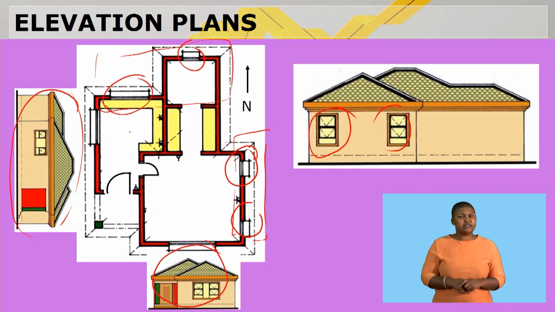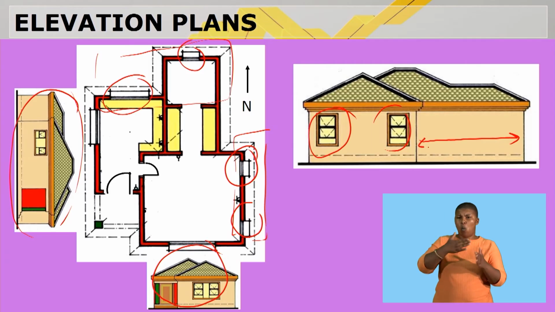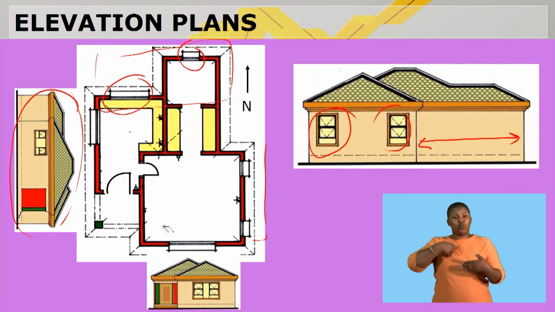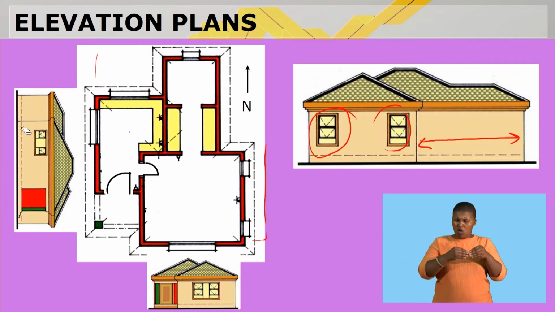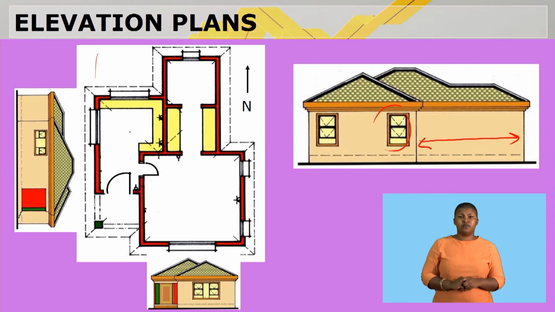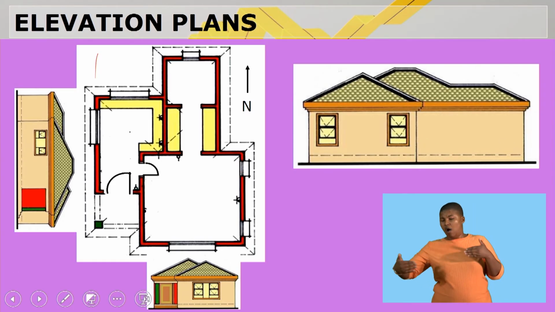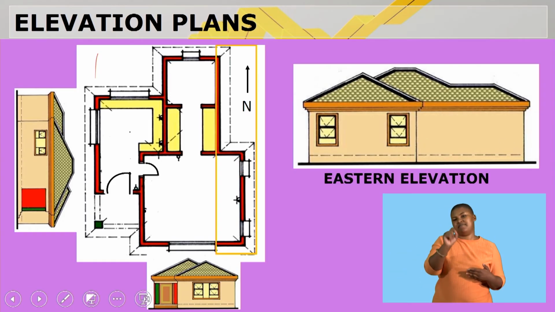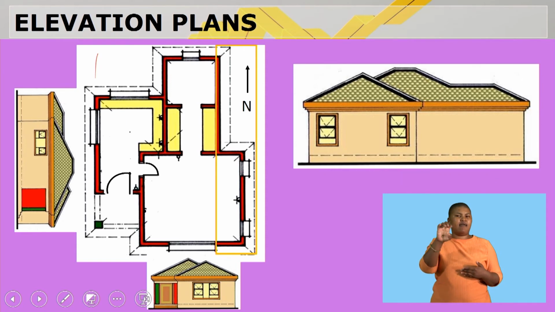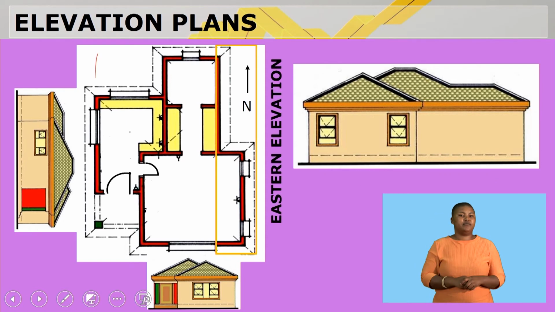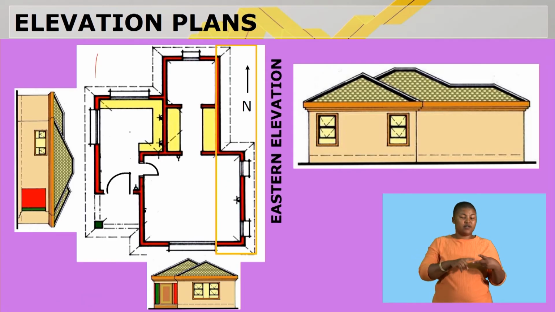We can see that there is a long wall. And now we need to find the place with the long walls. Let's just clear this so that we can see clearly. So now, if we look at that window and the other window and a long wall, we will see that this part of the house is the eastern elevation. And it will look like that. So now we've got the front view, the western elevation, and the eastern elevation.